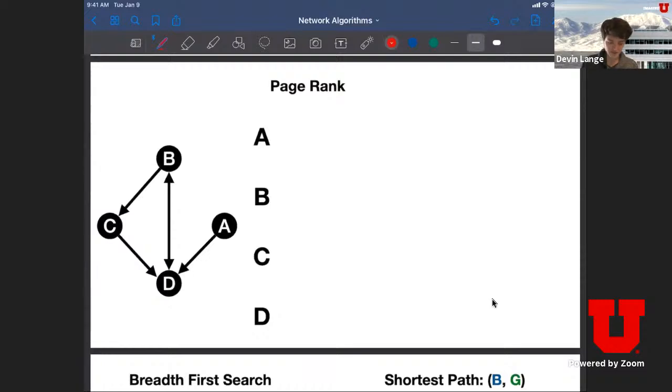Cool. So what we have here is a simple network with 4 edges, and you should notice that these edges are directed. So A is going to point to D, C is going to point to D, B is going to point to C, and then importantly, B and D have 2 edges connected to them. So you get both directions here.